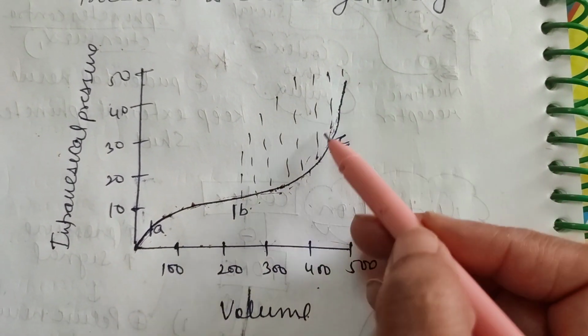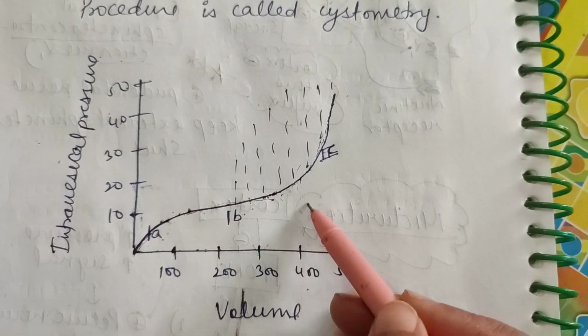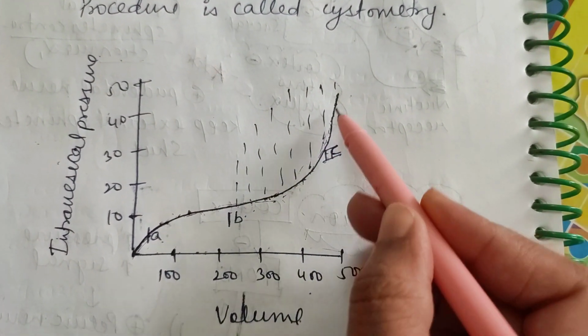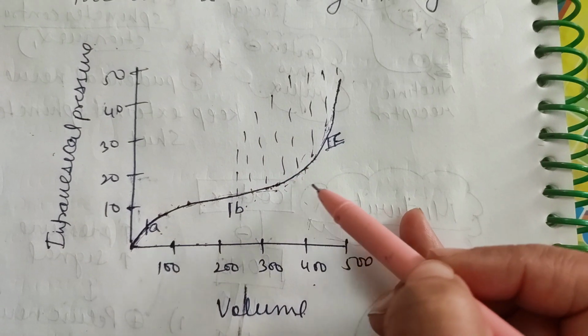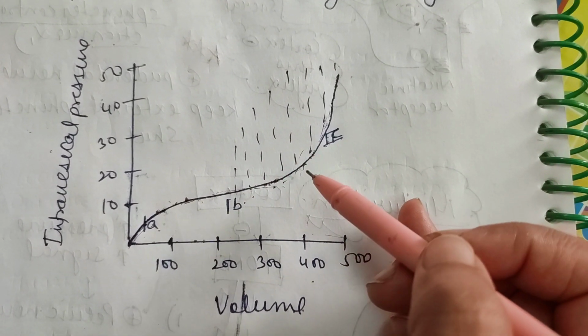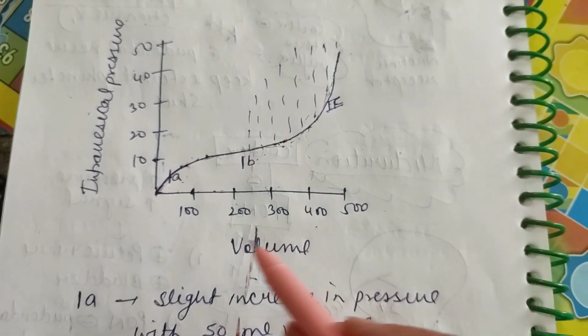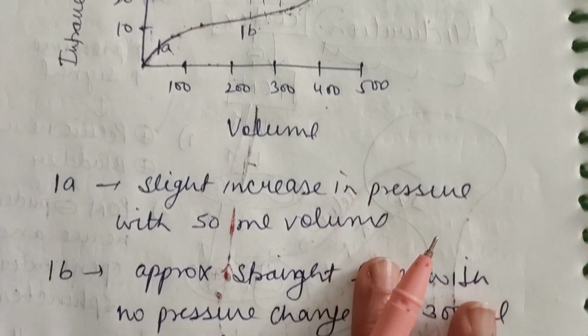So then the point 2 is basically around 400 ml urine collection, there is a steep rise in pressure, and that's where basically the micturition reflex started. Fine. So this is basically the cystometrogram, which can be asked in your exam.